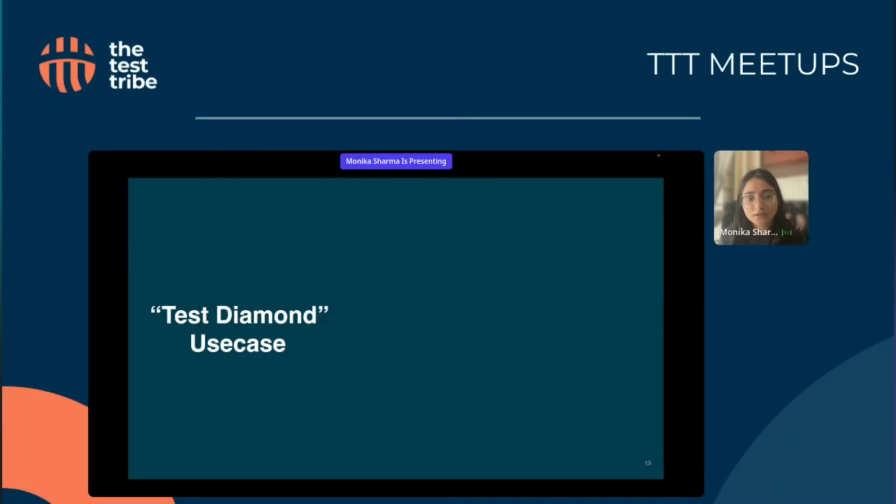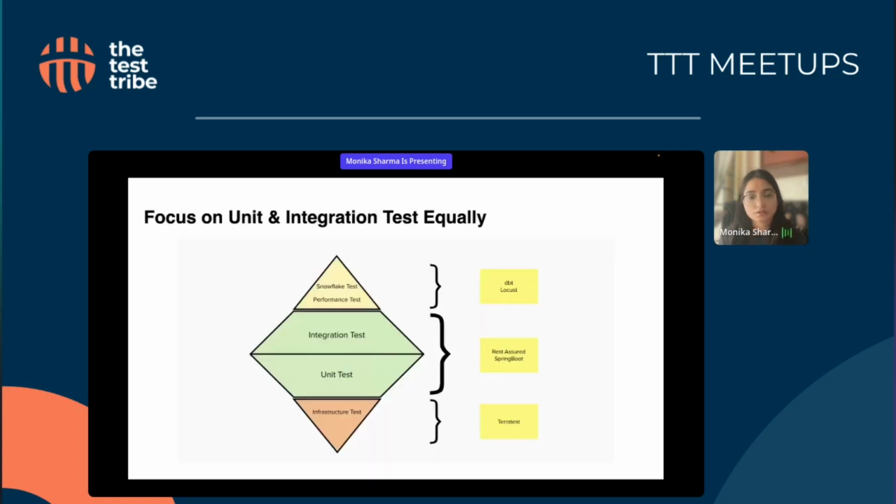Now we have the third one, and the last one is the test diamond use case, which, as we have seen, is in the diamond shape, a tilted square. It focuses on unit and integration tests equally. The purpose of using the test diamond is that we add unit tests and integration tests in equal number, and we focus on adding both.